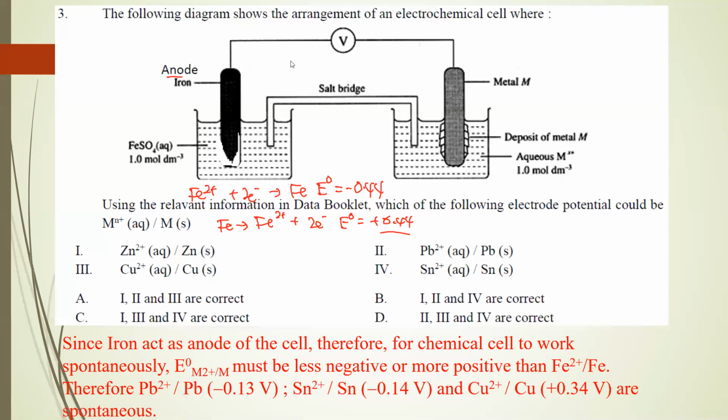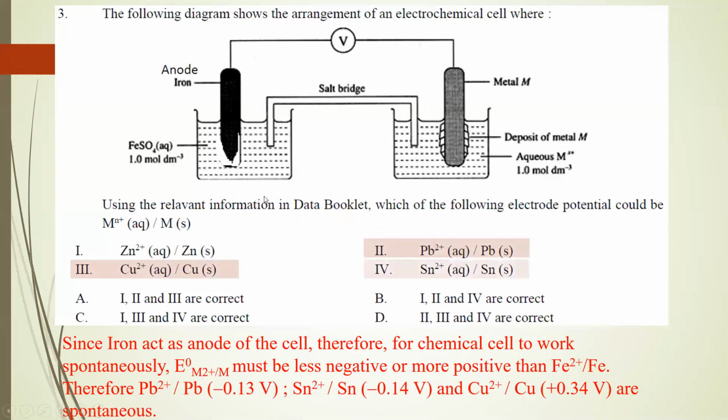That means zinc is negative 0.76, so zinc cannot. Copper positive 0.34 can. Lead negative 0.13 can, and then tin negative 0.14 also can. As long as you have the value lower than positive 0.44, all of them can eventually complete the electrochemical cell and show a spontaneous reaction. Okay, so the answer is 2, 3, and 4. So the answer is D.